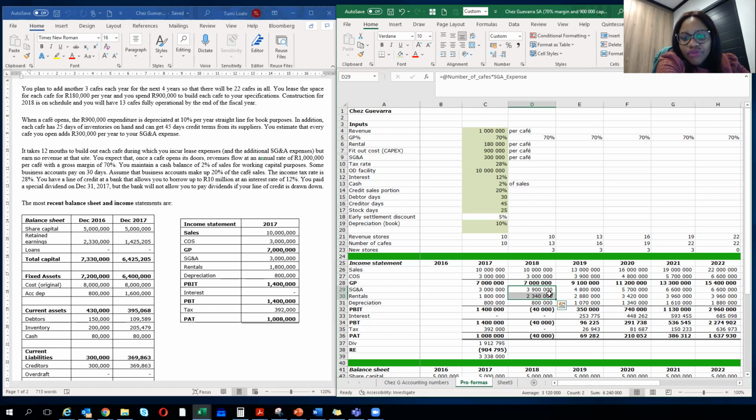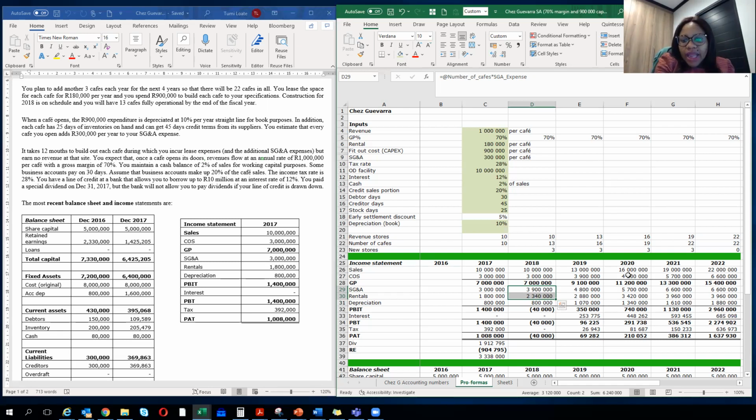Going forward now, we're going to start adding as well the revenue, not just the SG&A expenses and the rental, but we're going to start adding the revenue, the gross profit that comes from that revenue, and we also will be adding your depreciation, because now the 3 initial stores from the previous year are now in full use, and you can start depreciating those additional 3 new stores.